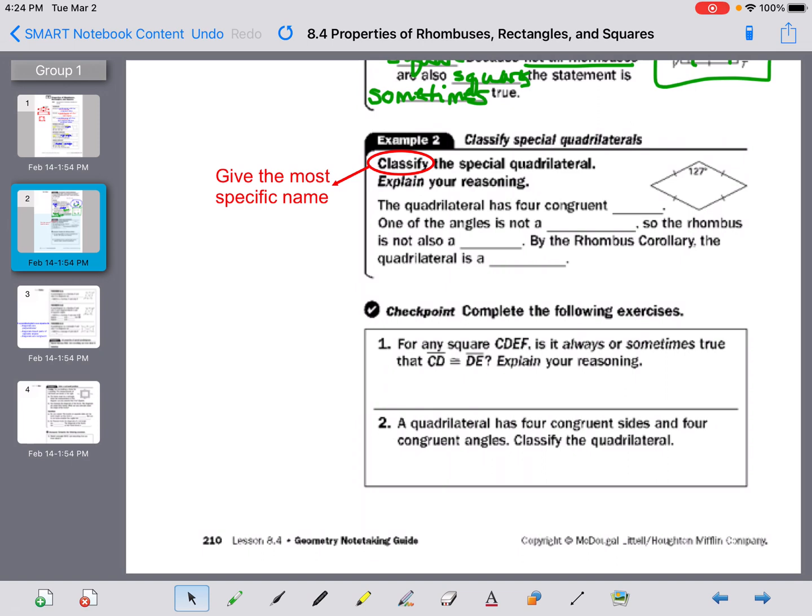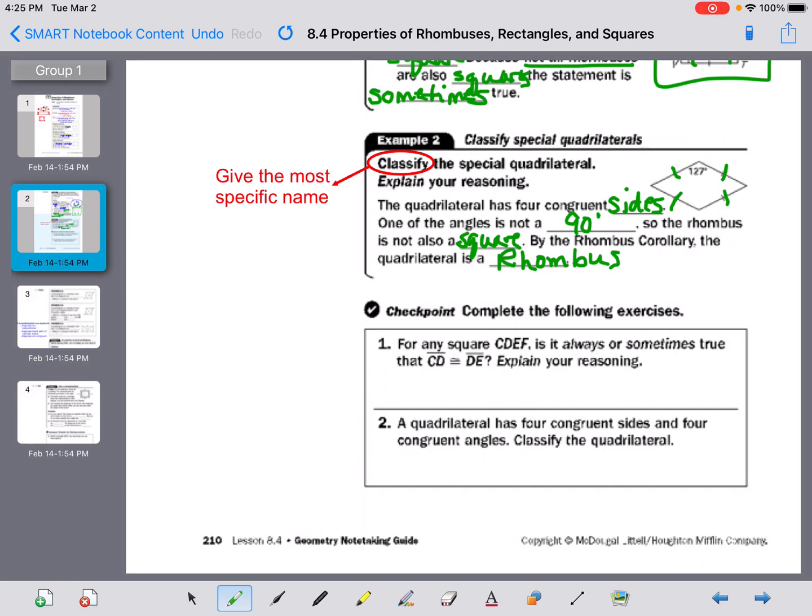So I have 4 congruent sides. As soon as I see 4 congruent sides, I know that's a little more specific than where I was at, right? So 4 congruent sides, but one of the angles is not 90 degrees, right? So it can't be a square, but it could be a rhombus, right? So I would say the most specific name I can give right here is a rhombus. 4 sides is a quadrilateral, but once those sides are equal, it's a rhombus. Can I go as far as a square? Not really. So I have to stop at a rhombus.